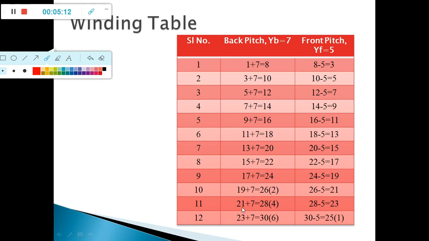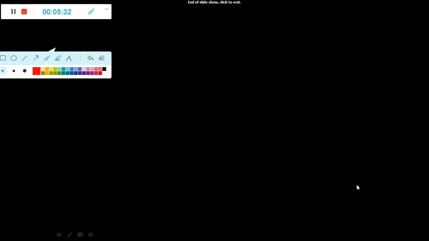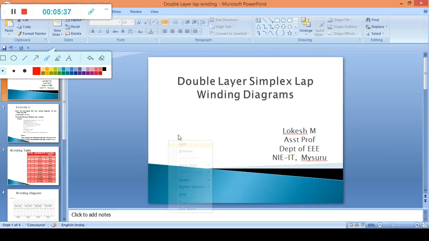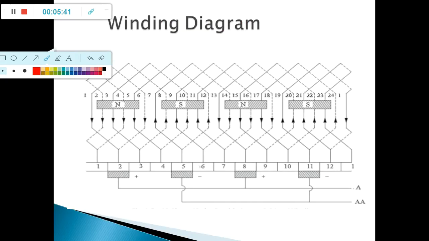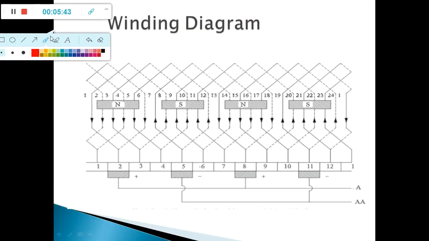Clear? Likewise, 21 plus 7 is equals to 28. 28 minus 24 is equals to 4. Okay? Here 30 minus 5 is equals to 25. 25 minus 24 is equals to what? 1. Clear? So this is what your winding table, and this is what your winding diagram.